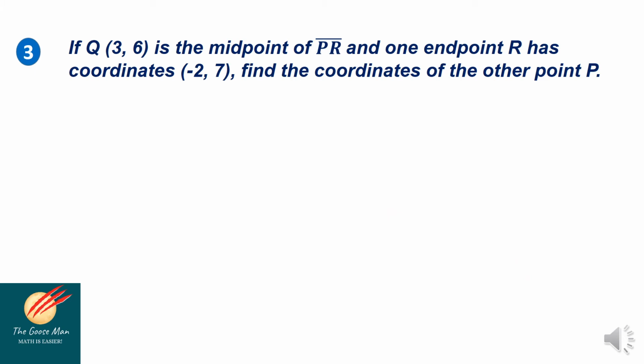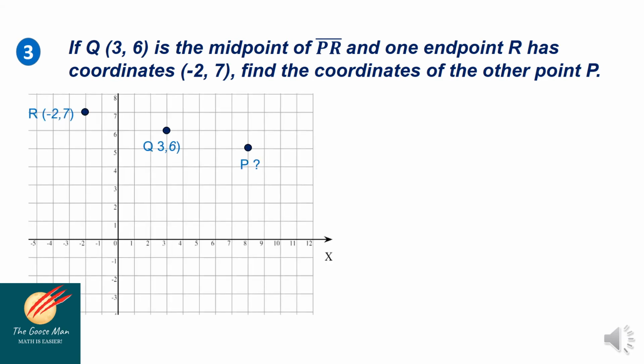So let's move on to problem number 3. If Q has the coordinates of (3, 6) and is the midpoint of the line segment PR, and one endpoint R has coordinates of (-2, 7), find the coordinates of the other point P. So by the way, let's use the Cartesian plane to illustrate the problem.